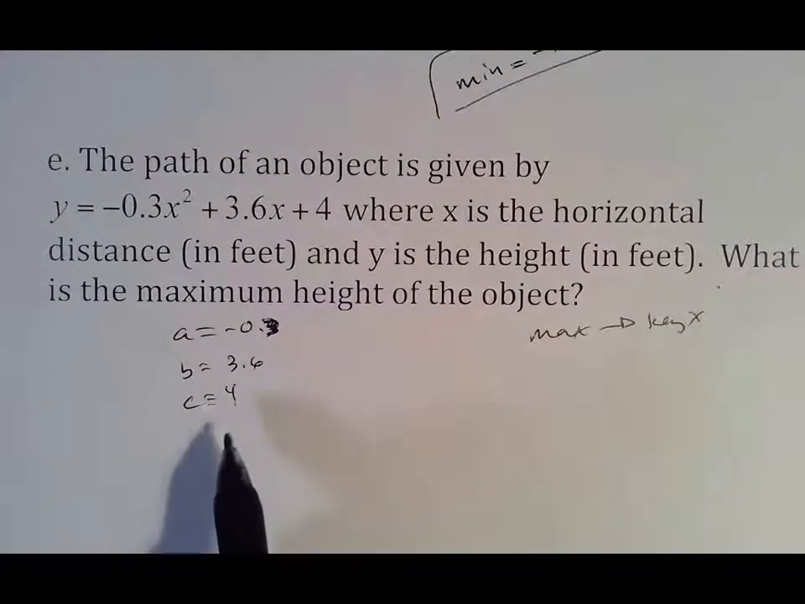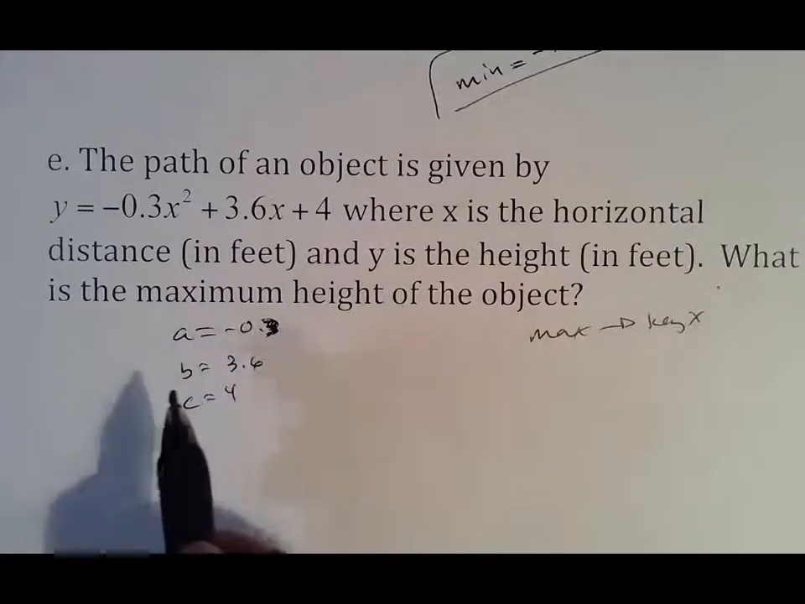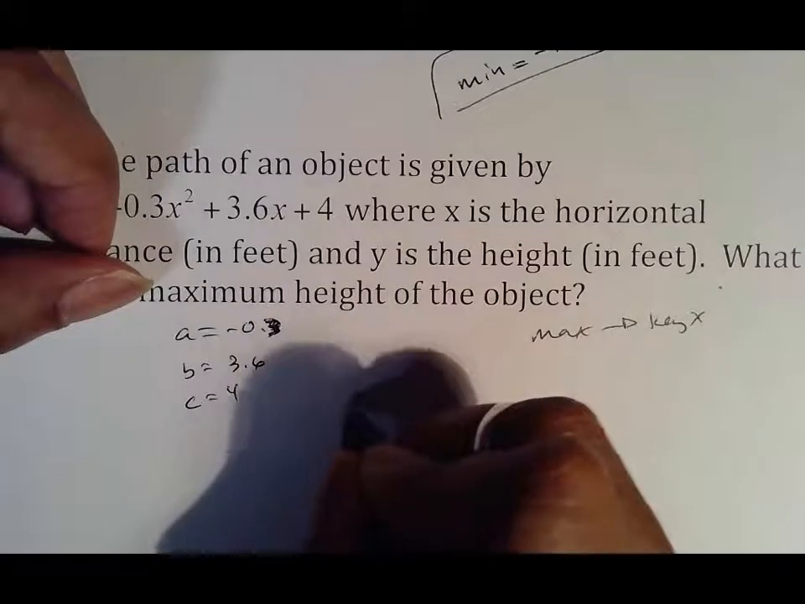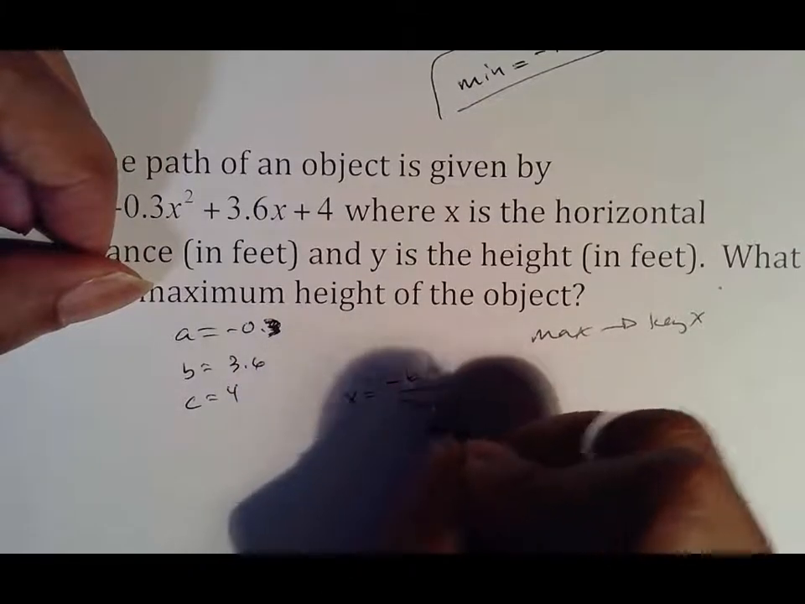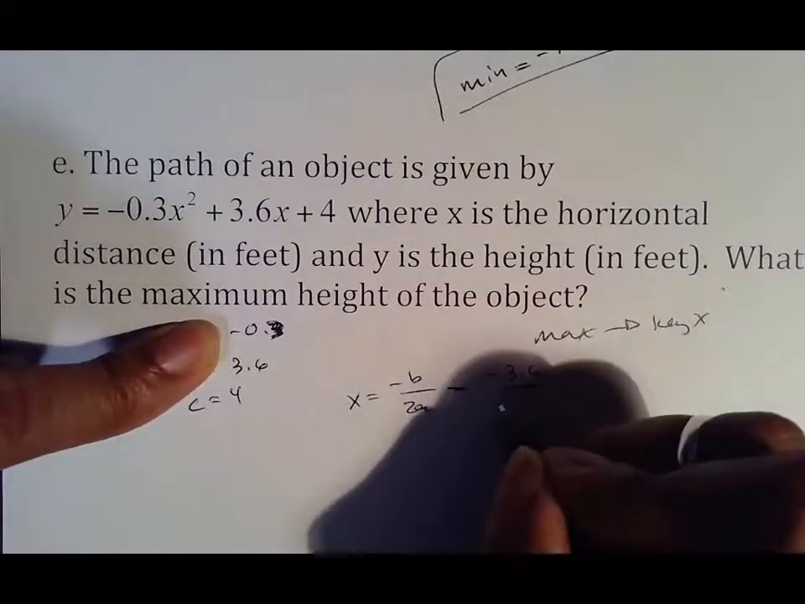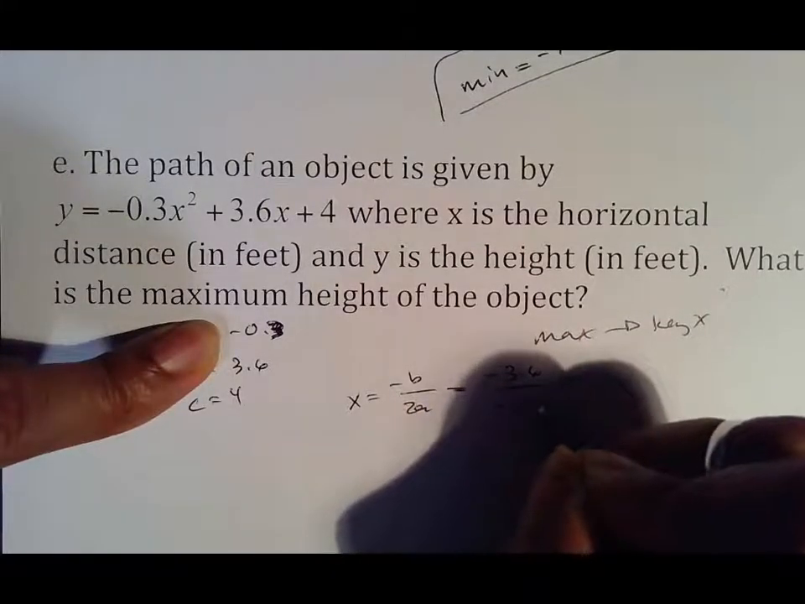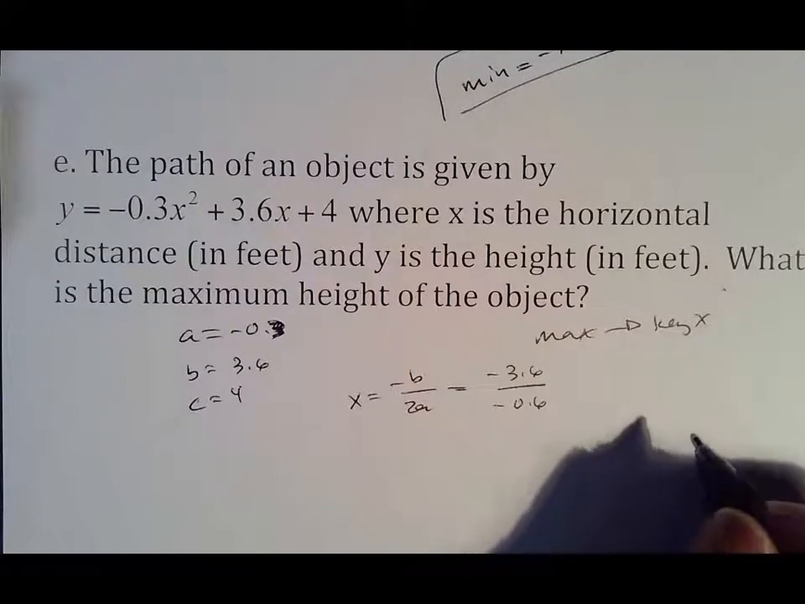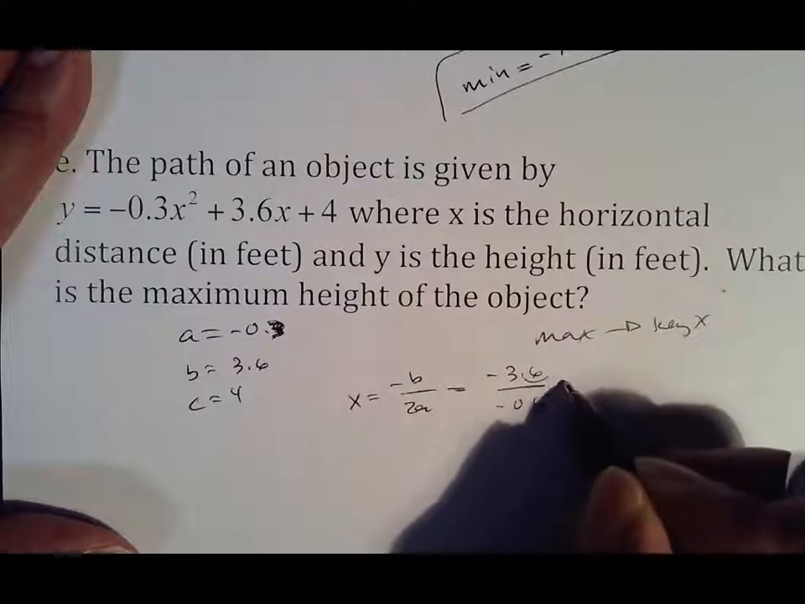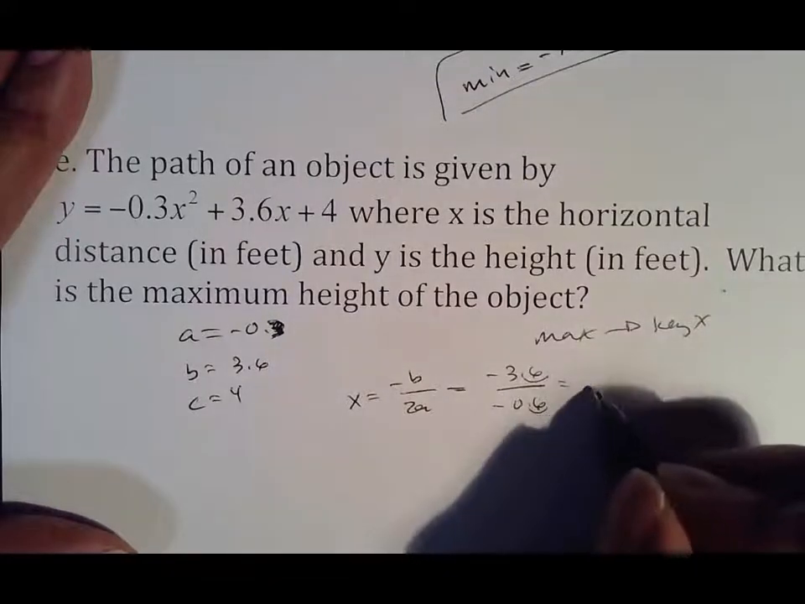So we will say A is negative 0.3, B is 3.6, C is 4. Even though we don't use C, I would make a habit of writing A, B, and C. You'll figure that out later in terms of how important that is. So what we're going to do now is make sure that we do our formula. So x equals negative B over 2A, which would be negative 3.6 over 2 times 0.3 is 0.6. What I learned doing math a long time ago is that whenever you have decimals in both, you can move the decimal over the same amount, which makes negative 36 over 6, which is 6.